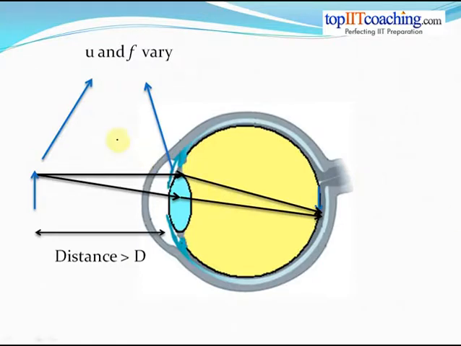There are these muscles here, here and here. These muscles are called ciliary muscles. Ciliary. Now these muscles contract or they expand to change the focal length of the eye lens.